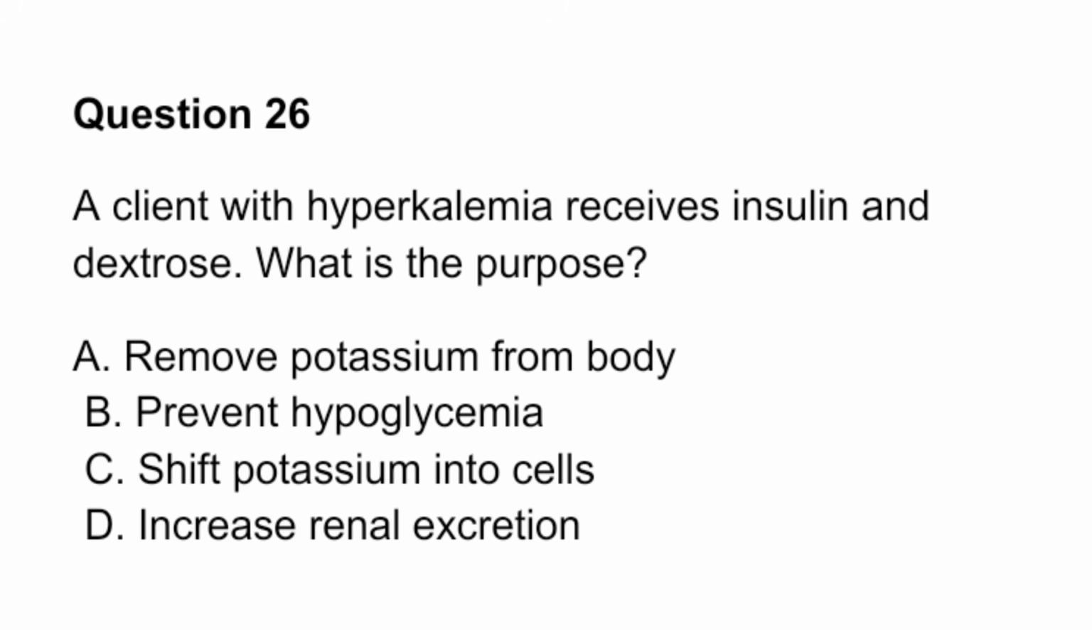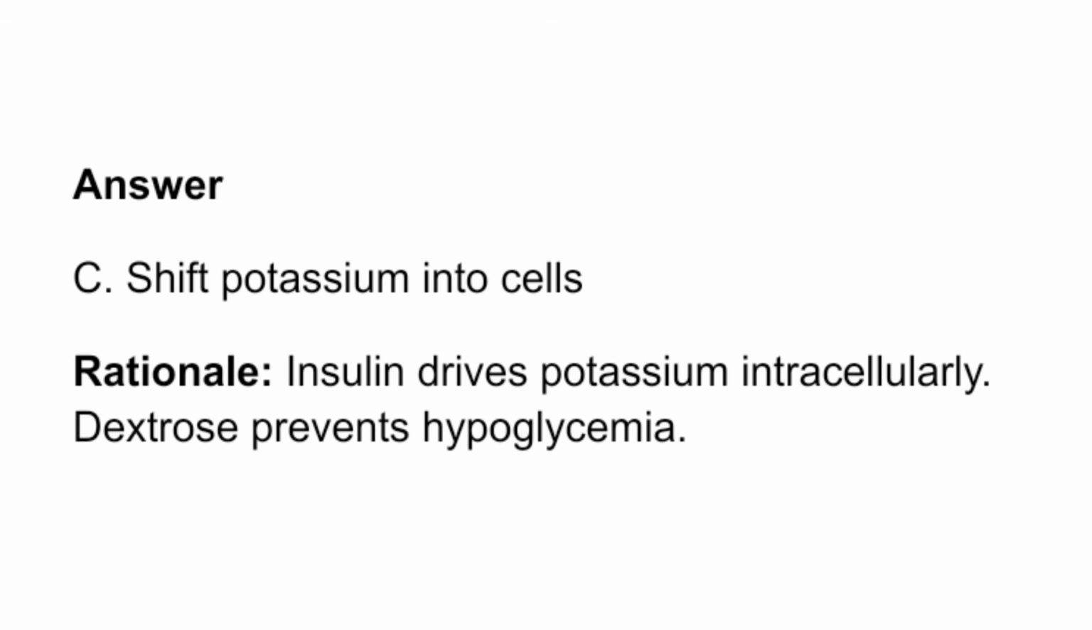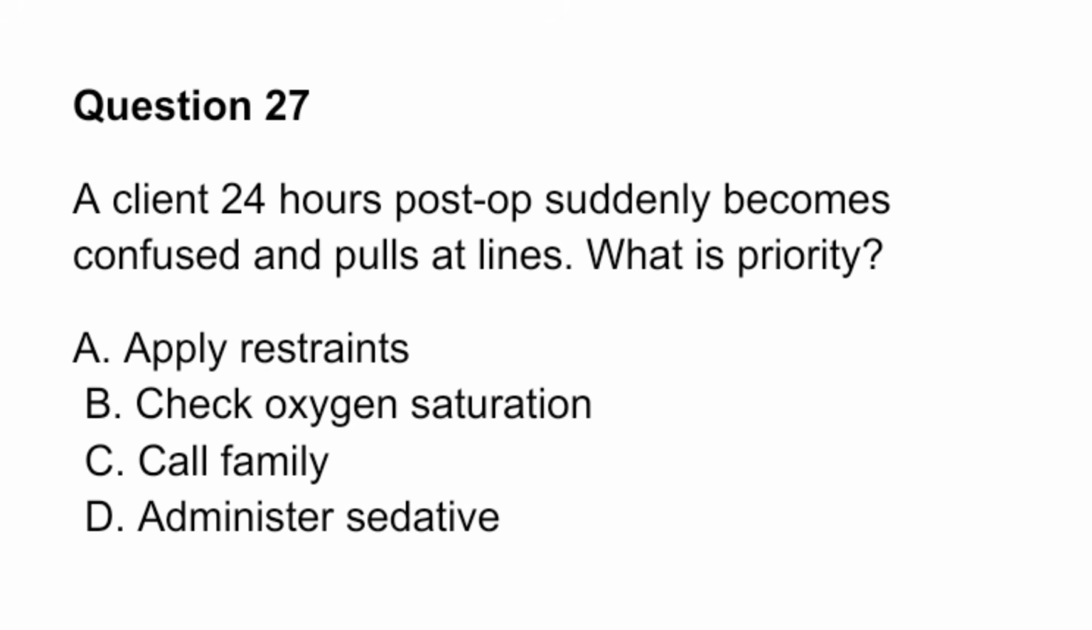Question 26. A client with hyperkalemia receives insulin and dextrose. What is the purpose? A. Remove potassium from the body. B. Prevent hypoglycemia. C. Shift potassium into cells. D. Increase renal excretion. Answer: C. Shift potassium into cells. Rationale: insulin drives potassium intracellularly. Dextrose prevents hypoglycemia.